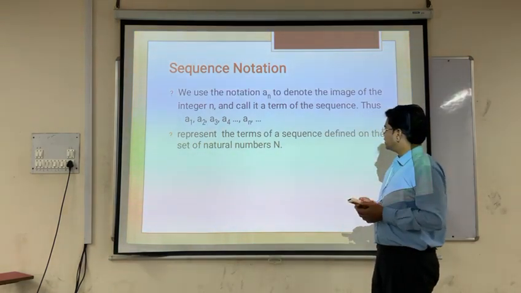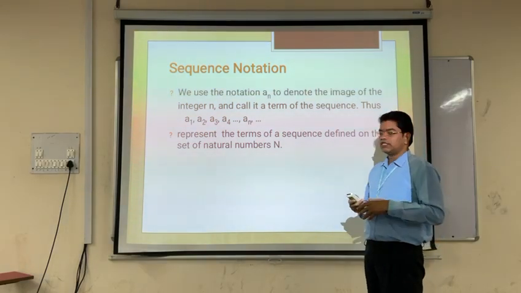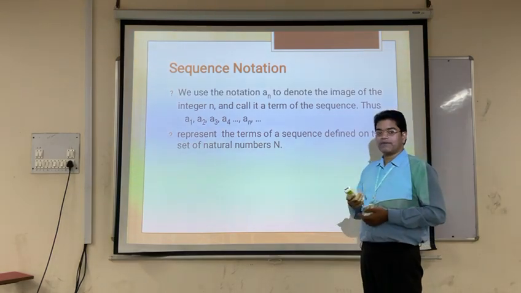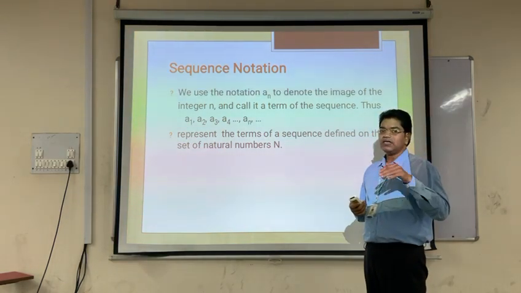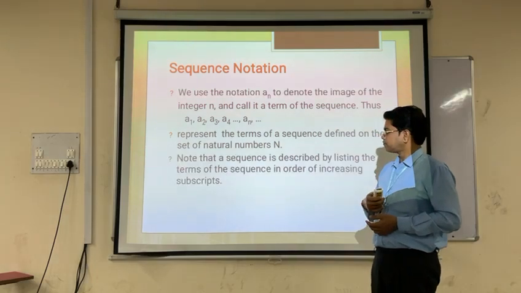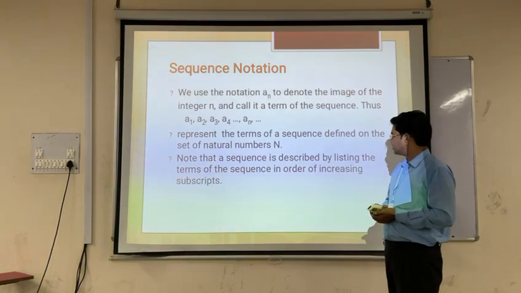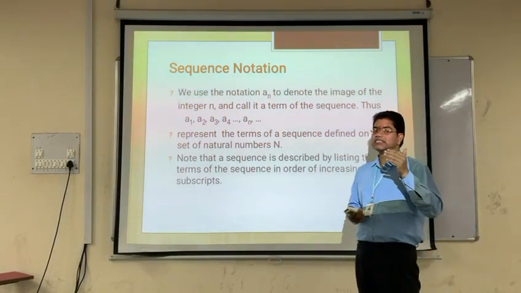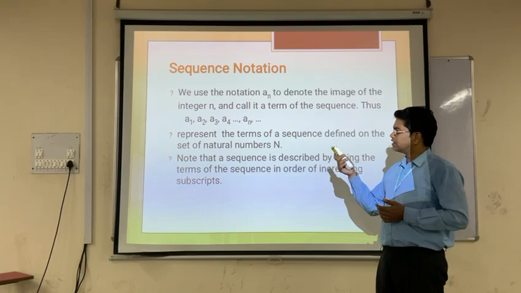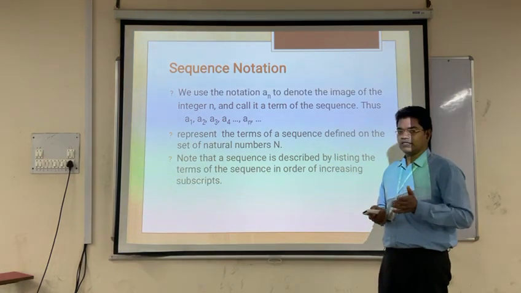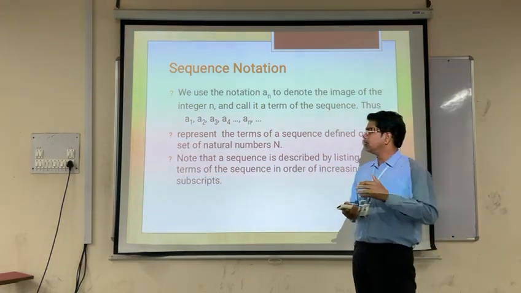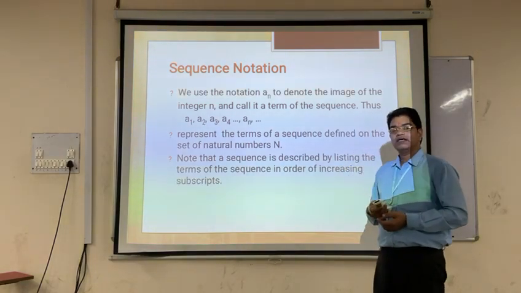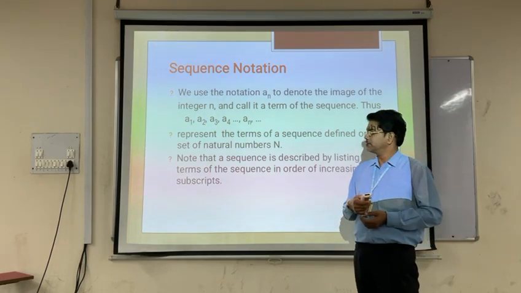Now these represent the terms of a sequence defined on the set of natural numbers. 1, 2, 3, 4 up to n, they are coming from natural numbers. a_n is the particular term. Now note that a sequence is described by listing the terms of the sequence in order of increasing subscripts. Usually see the subscripts, they are in increasing order. So this is the trend, this is the custom which we follow while writing a sequence.